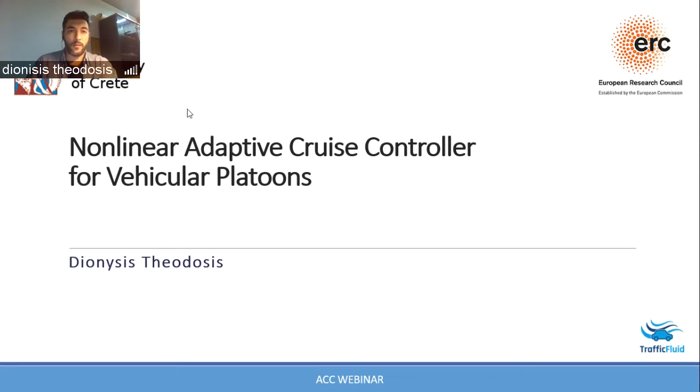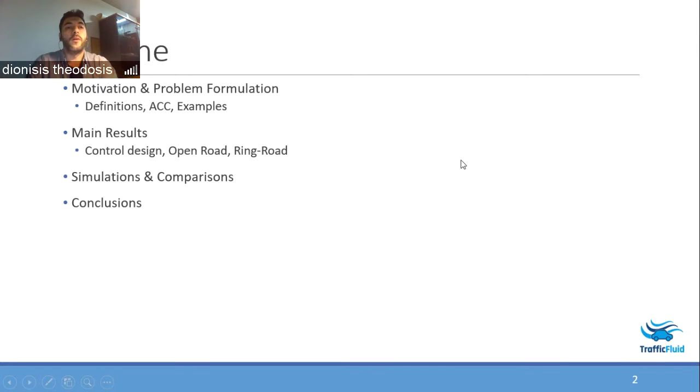This is the outline of my talk. I will start with the motivation and the problem formulation. We will see some definitions, some known controllers on ACC systems, on adaptive cruise control systems. We will see some examples and counterexamples. Then I will continue to the main results and a design of a nonlinear adaptive cruise controller, both on open road and ring road. Then we will see some simulations and comparisons, and then I will conclude this seminar.